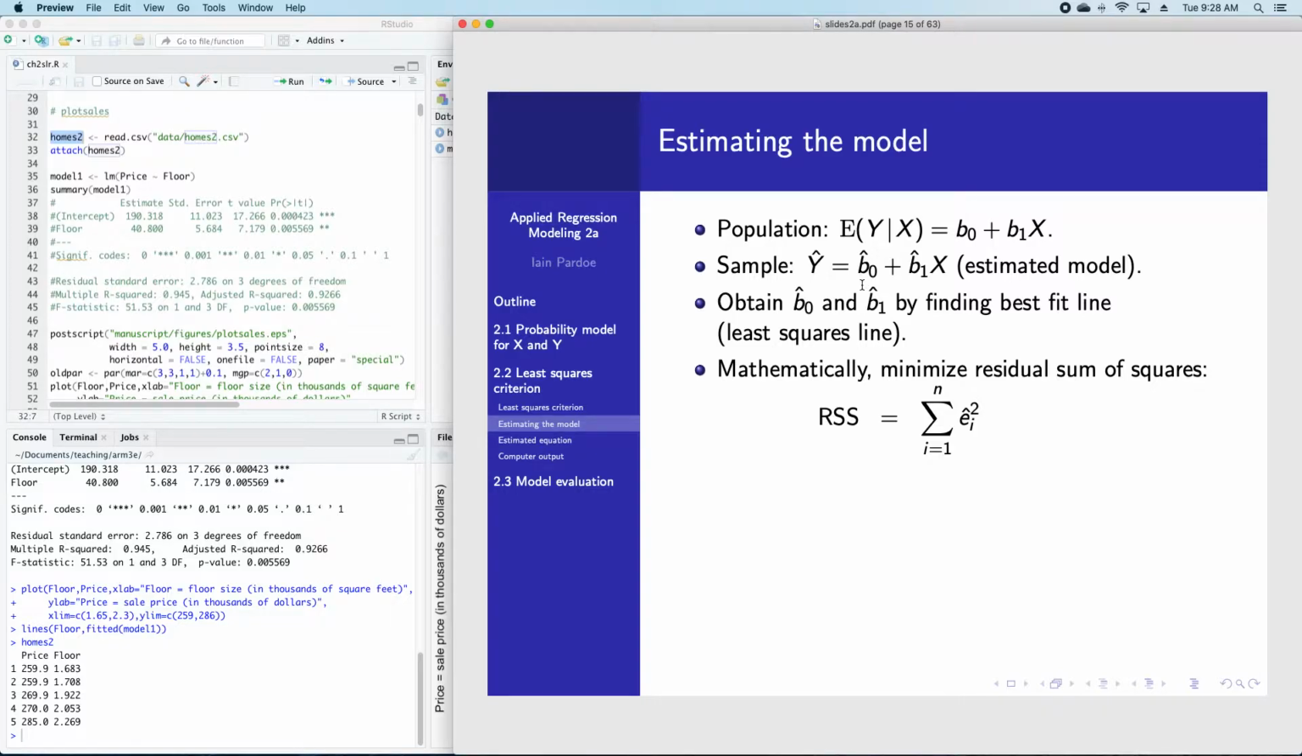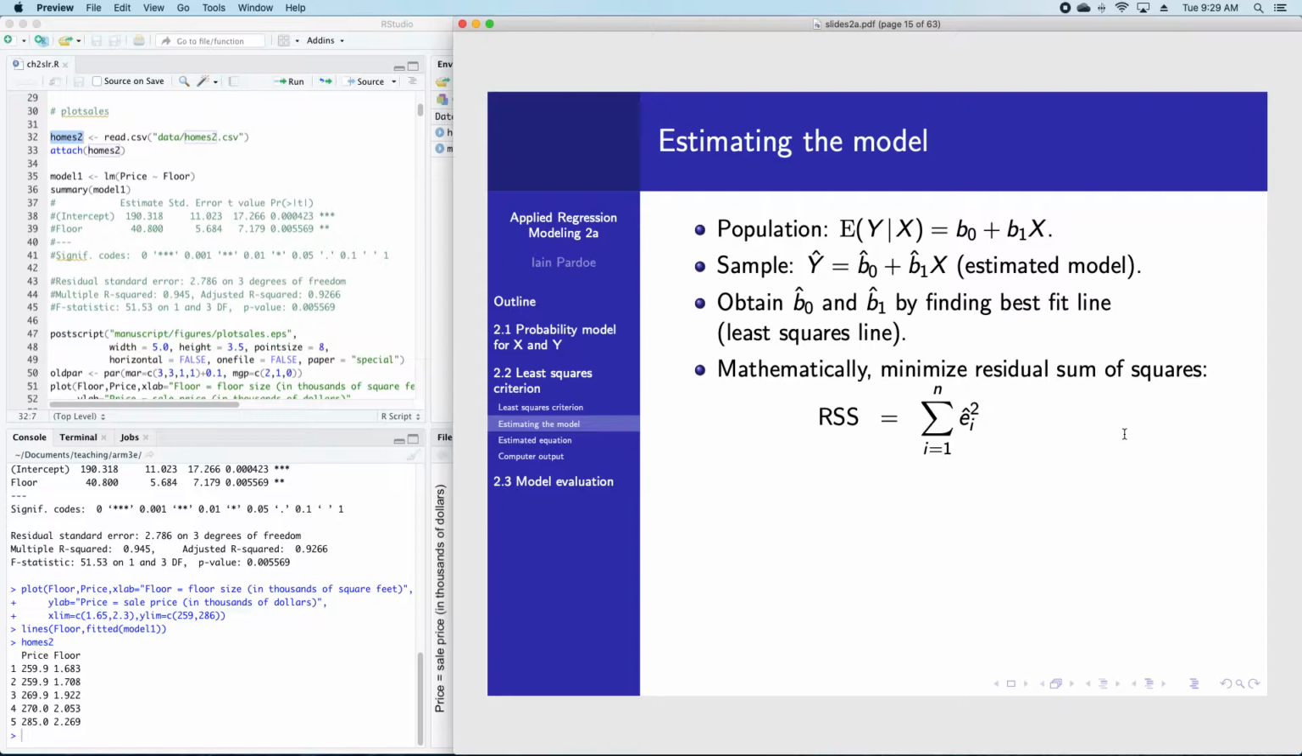So the question is, how can we obtain numbers for b0 hat and b1 hat? The way we do that is we find a best fit line, which in statistical terminology is called a least squares line. Because if I had numbers here, a number for b0 hat and a number for b1 hat, this would be the equation of a straight line. And the particular straight line that works here is the best fit line, the least squares line. So how do we do that?